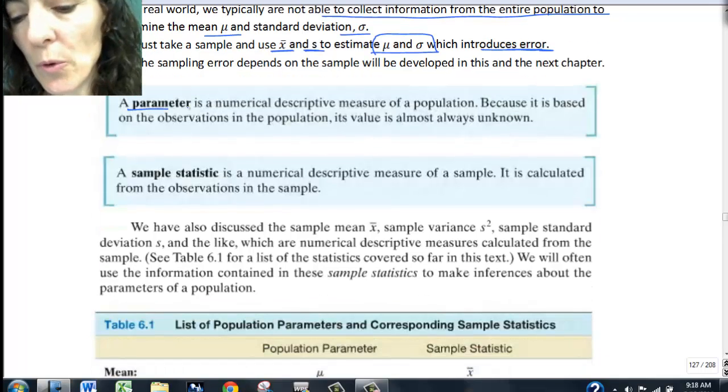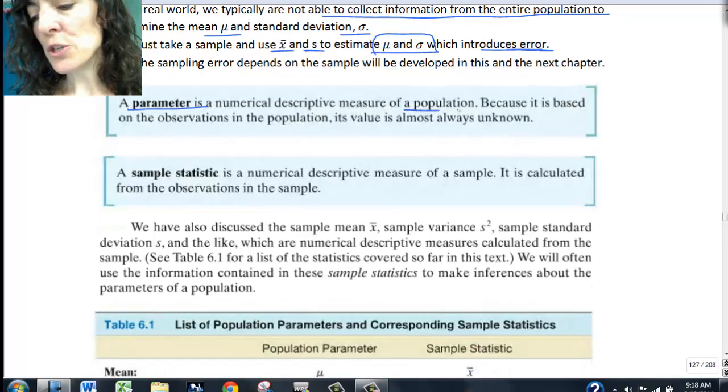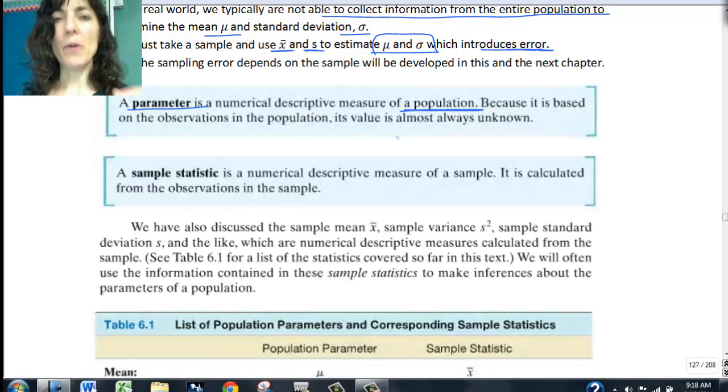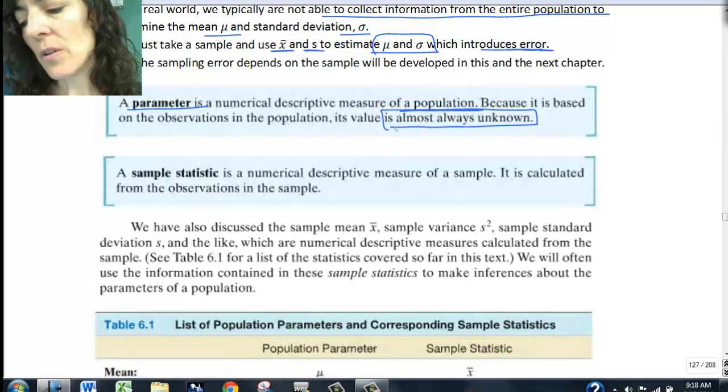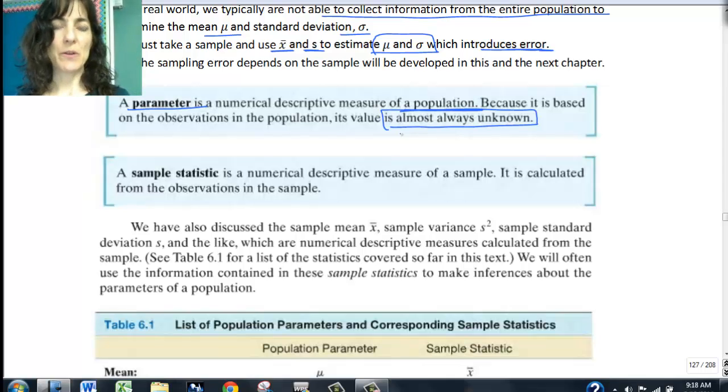So remember parameter. That's a numerical measure of a population. So parameter, population, those go together. And it's based on observations for the whole population. And we almost never know what those values really are.